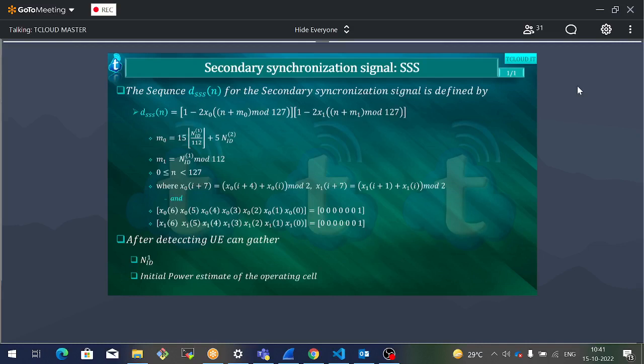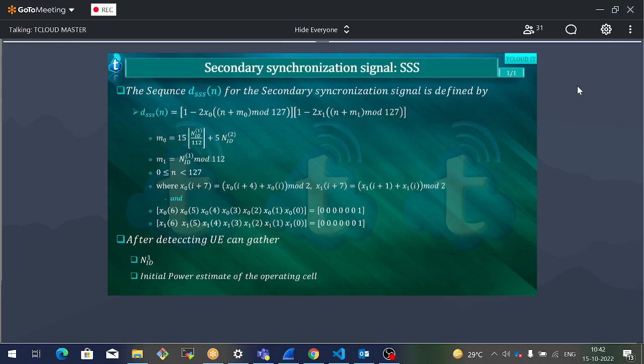So based on the sequence that the mobile found out, the mobile guesses what is the NID1 value. It would guess from the mathematics, reverse engineering, because it already knows the formulas. If the data needs to be this, what NID value has the transmitter, the gNodeB, used? So from that, you would detect this NID1.